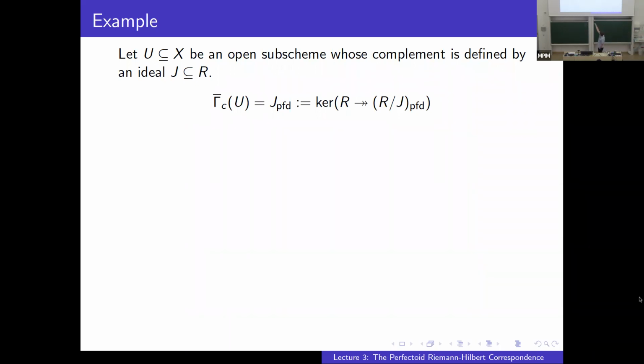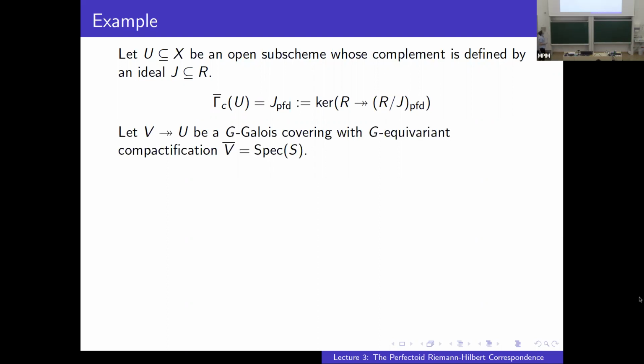So that's what this gamma C does to U. And now let's suppose that I give you a Galois covering of U with the Galois group some finite group G. So then I can choose a G-equivariant compactification. Let me denote it by V bar, write that as Spec S. And you can see what gamma bar of V is supposed to be.